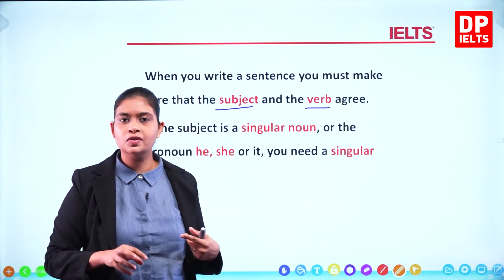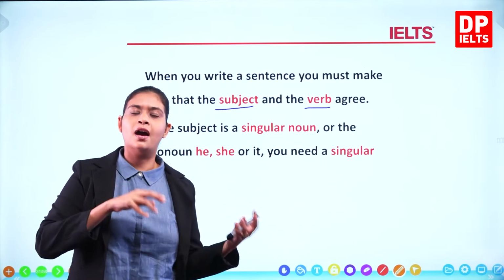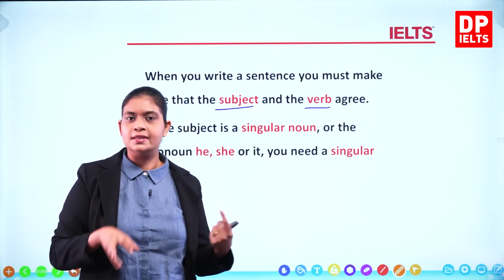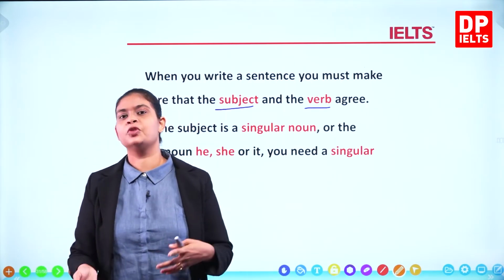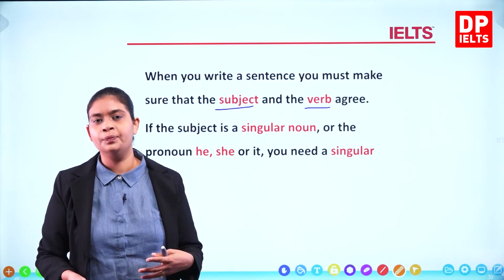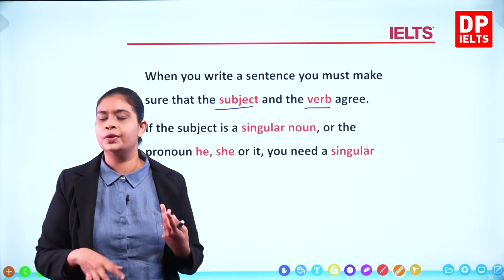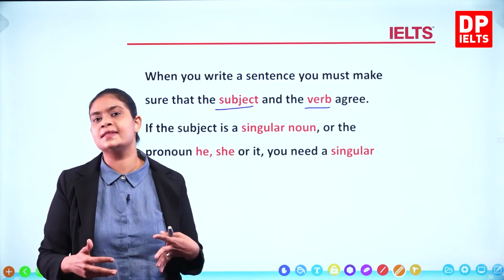Right? You don't say "I are." You say "I am." Why? Subject is I. The verb should be am. Okay? "The cat are." You don't say that. You say "the cat is."